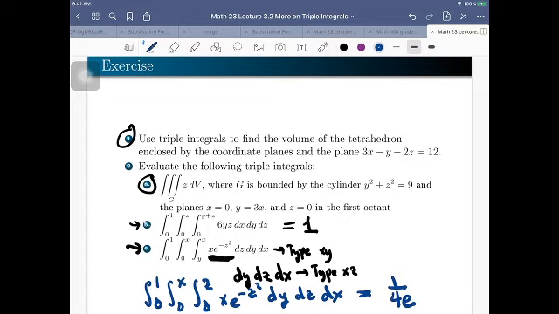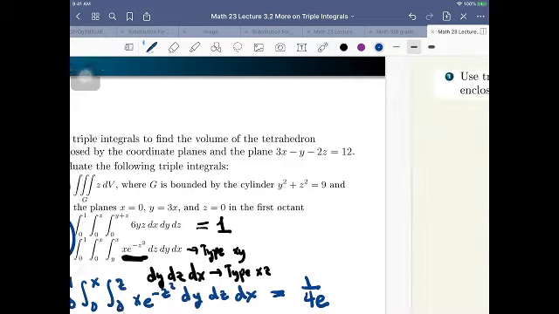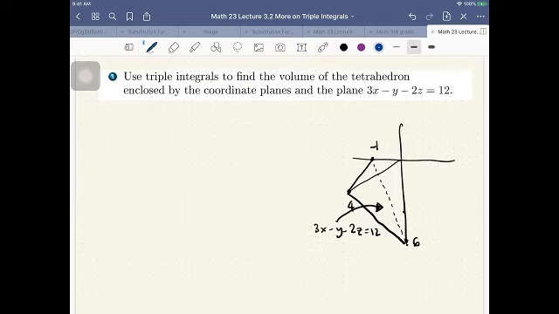Okay, so for letter B and letter C, this will serve as your exercises, and we will do number 1 and number 2a after this. Let's look at number 1. Use triple integrals to find the volume of the tetrahedron enclosed by the coordinate planes and the plane 3x minus y minus 2z equals 12.